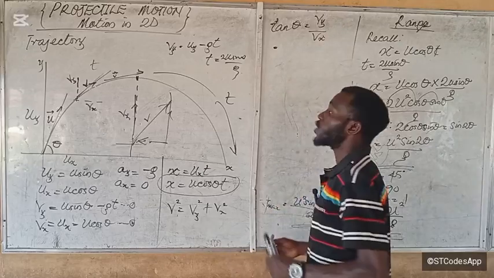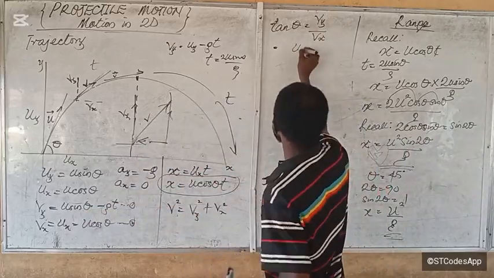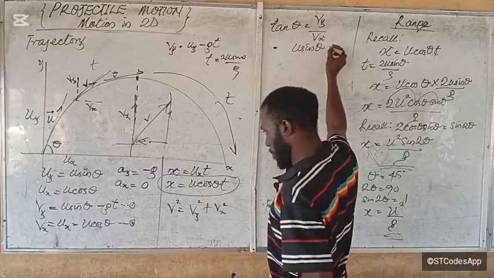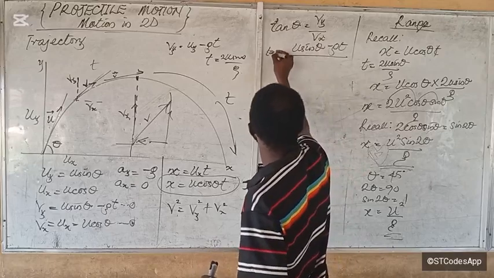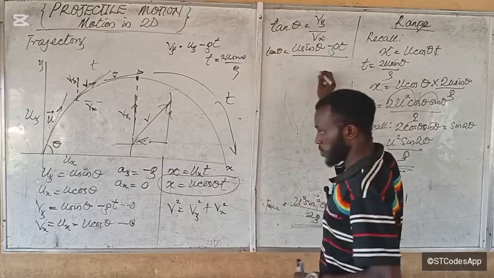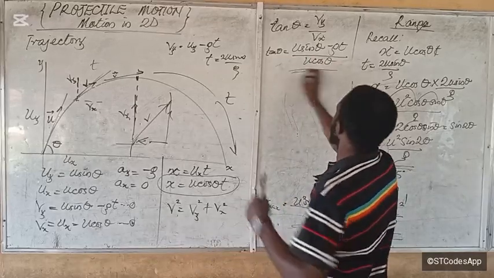Basically, that's it, right? What's our v sub y? Formula for v sub y: u sine theta minus gt. And tan theta equals v sub y over v sub x. V sub x is what? U cos theta. Okay, so this is another formula.